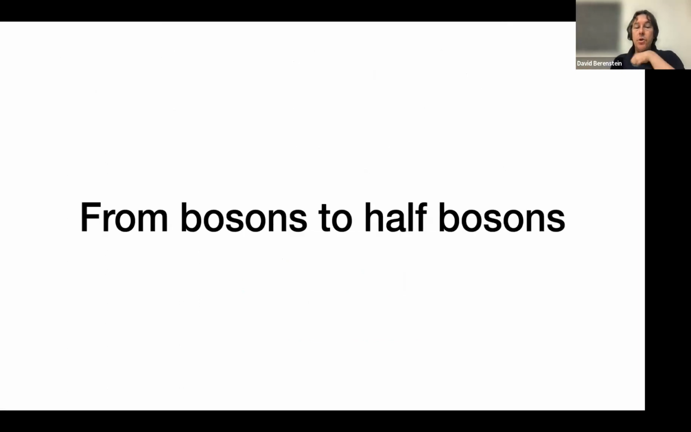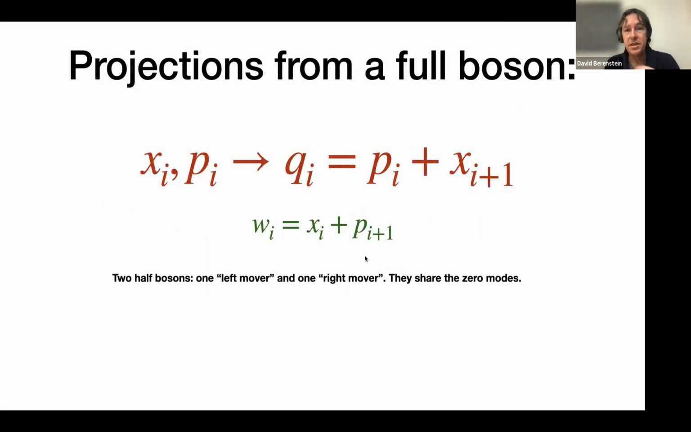Okay, so now let's go from bosons to half bosons. I told you what a half boson was, and now I want to build it from a full boson. There are two ways to do it. I just take a regular boson, which has both an X and a P, and then I can build a half boson out of it by taking linear combinations of P and X.